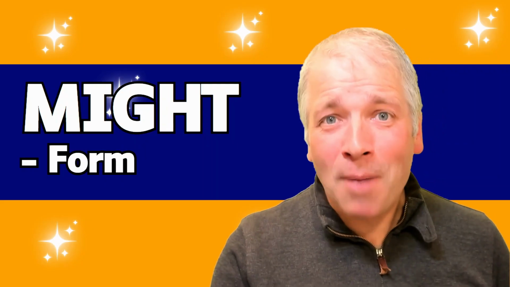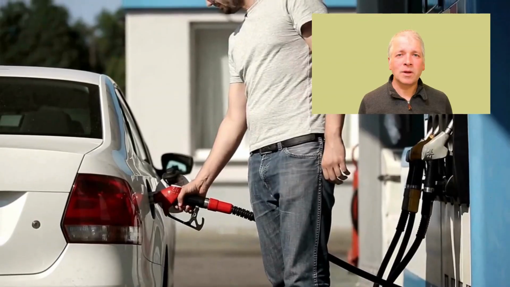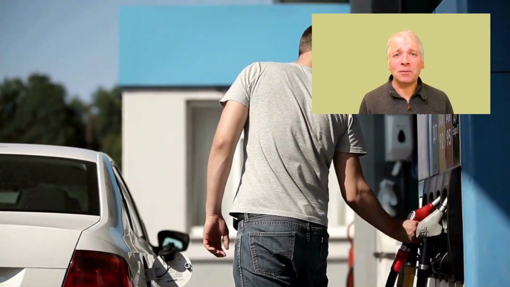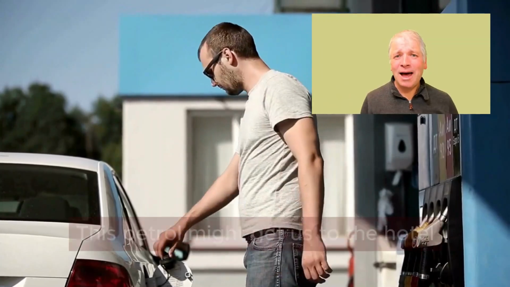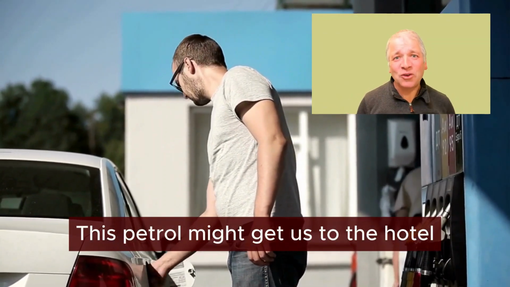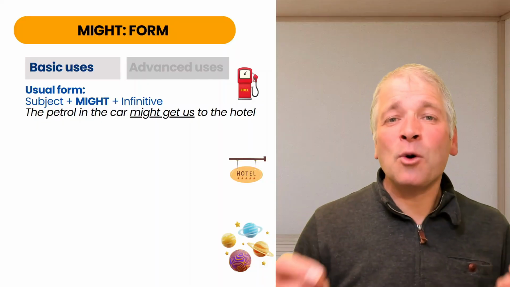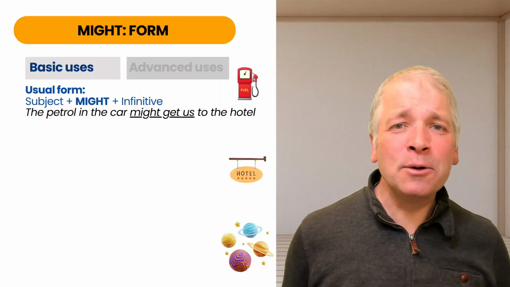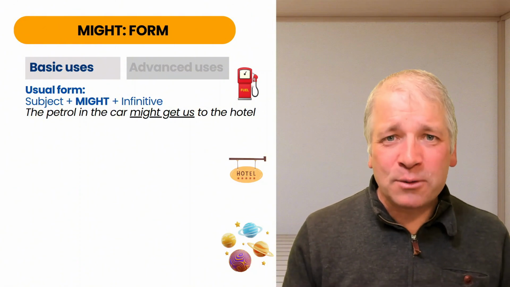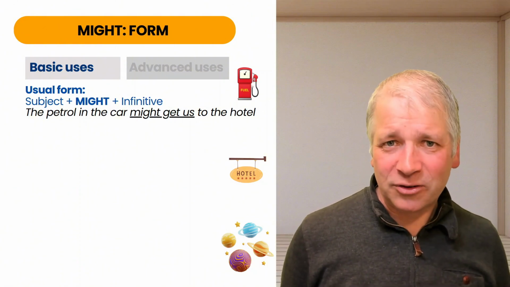Let's look at the word might and how it's formed. This man has a long journey ahead of him to a hotel. He's filling up with petrol and he's thinking, this petrol might get us to the hotel. In the video, we saw how might can be used for possibility. But there's a range of uses of might that we'll look at in a moment.